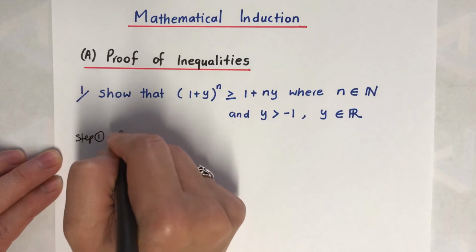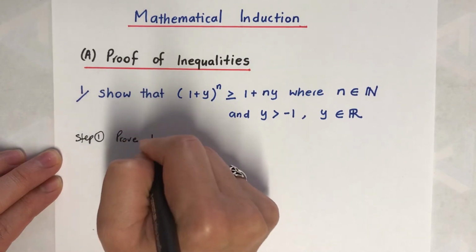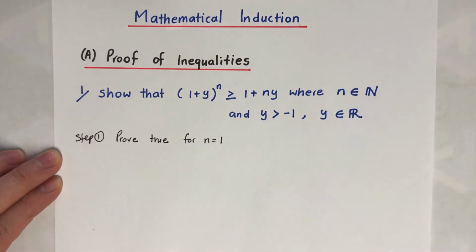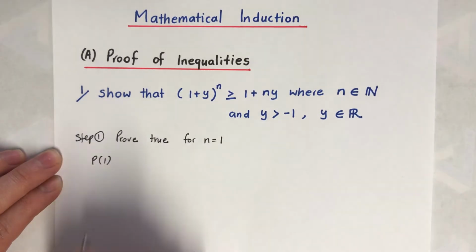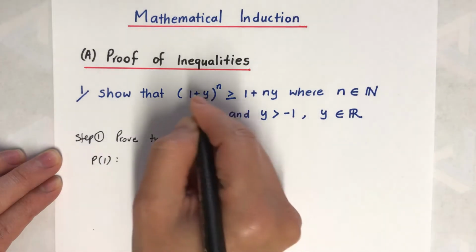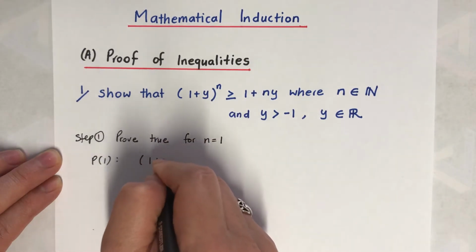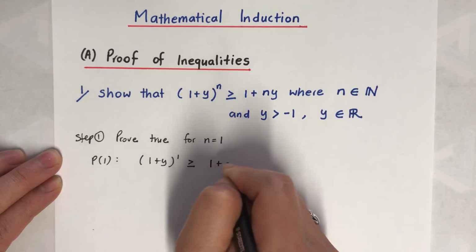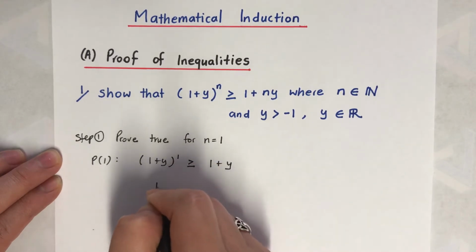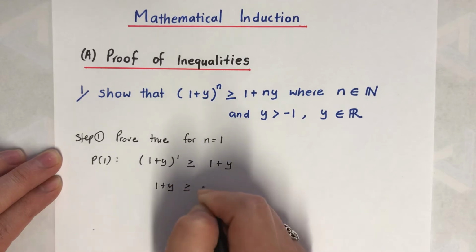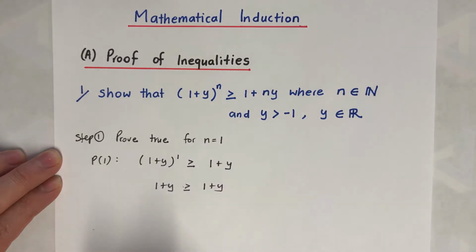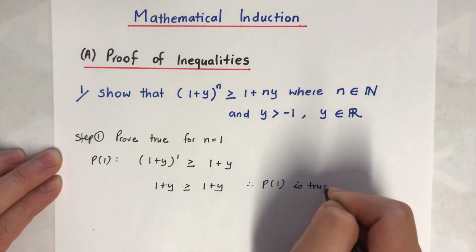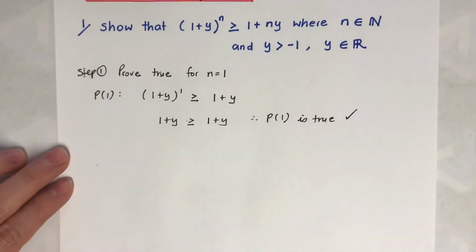I'm going to prove true for n equals 1. So when n equals 1, I'm going to put 1 in here. Power of 1, plus y, which is the same, which is a part of that. So therefore P1 is true. Okay, so that wasn't too bad.